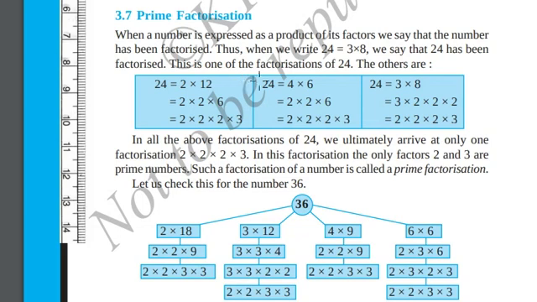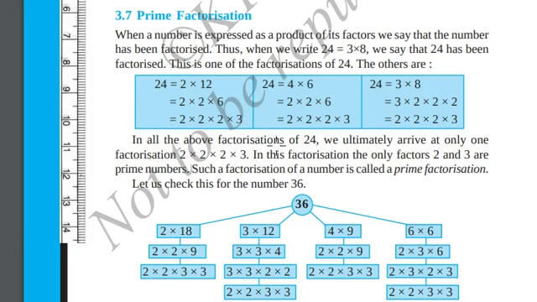Now let us see the second factorization. 24 could be represented as 4 times 6. 4 could be written as 2 times 2 and 6 could be written as 2 times 3. Finally, we are left with prime factors. 24 could also be represented as 3 times 8. 8 could be represented as 2 times 2 times 2. Finally, we are left with prime factors.